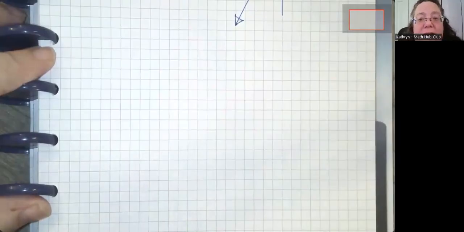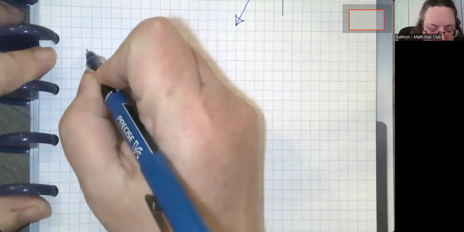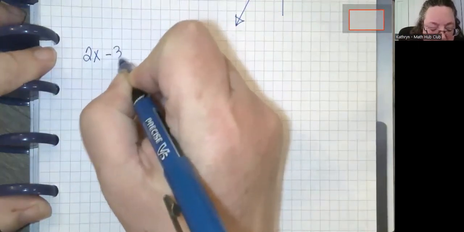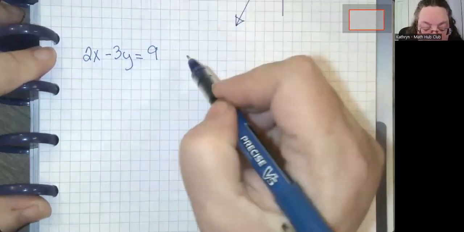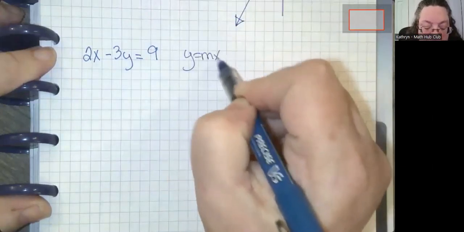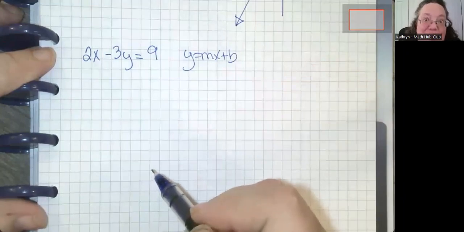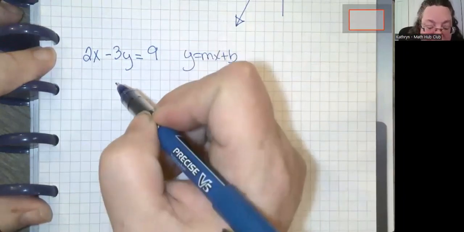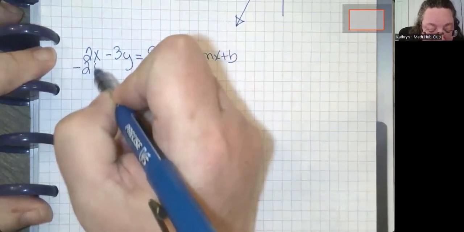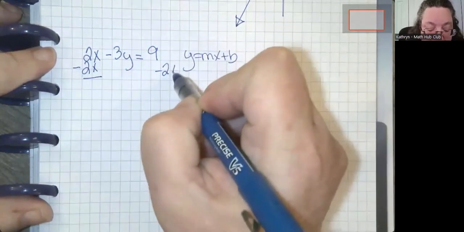Let's look at one that isn't in slope-intercept form first. Let's try this one: 2x minus 3y equals 9. It doesn't look like y equals mx plus b, does it? No, but we can make it look like it. All we have to do is get rid of the 2x. And what I mean by getting rid of it is just putting it on the other side.